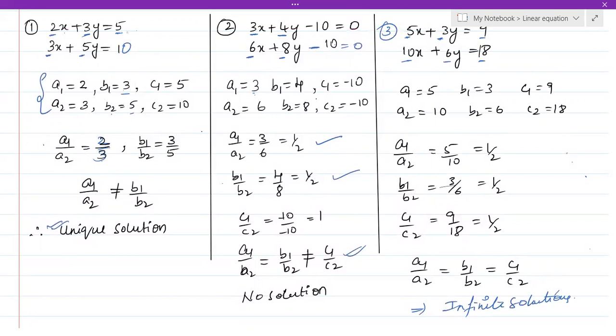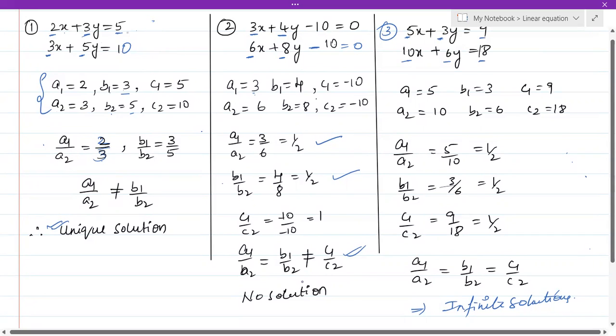Okay. Now, the type of problem that we're going to solve is, they'll give us a pair of linear equations or simultaneous equations, and we find what type of solution the pair has. For example, the first question, if you take this pair, what type of solution is it having? It is having a unique solution. That is what we have found out.